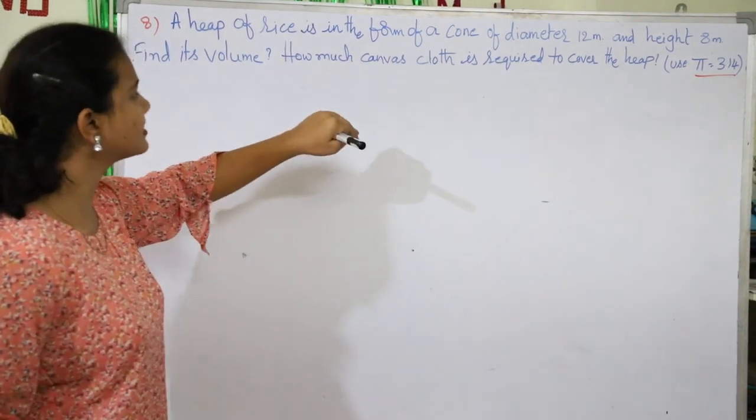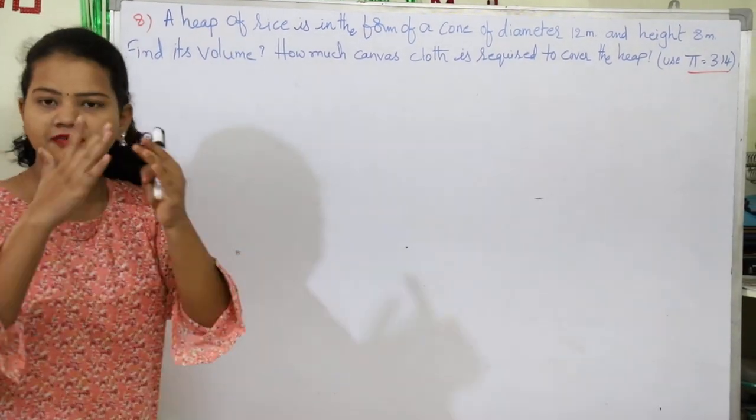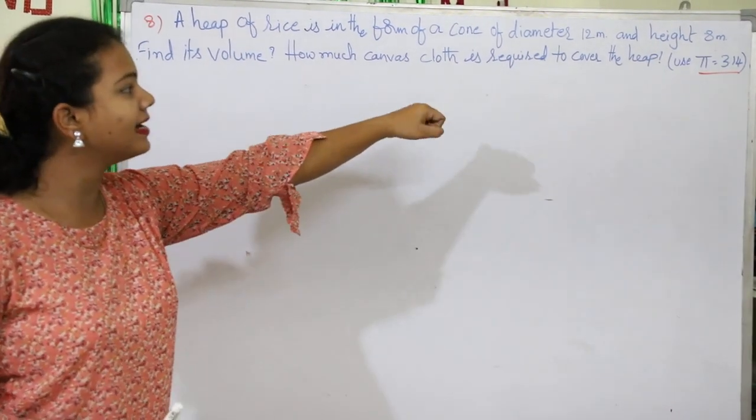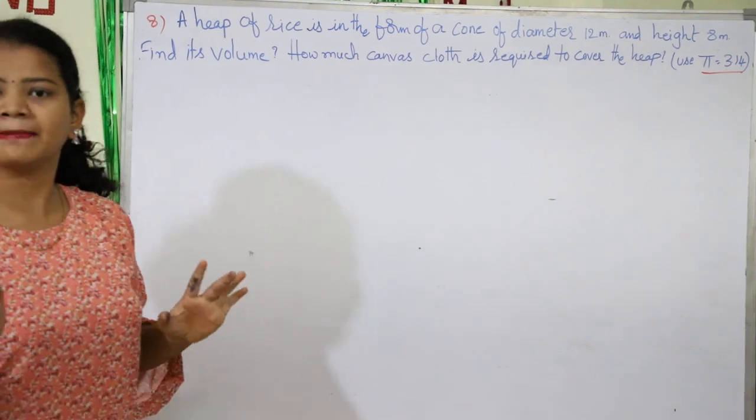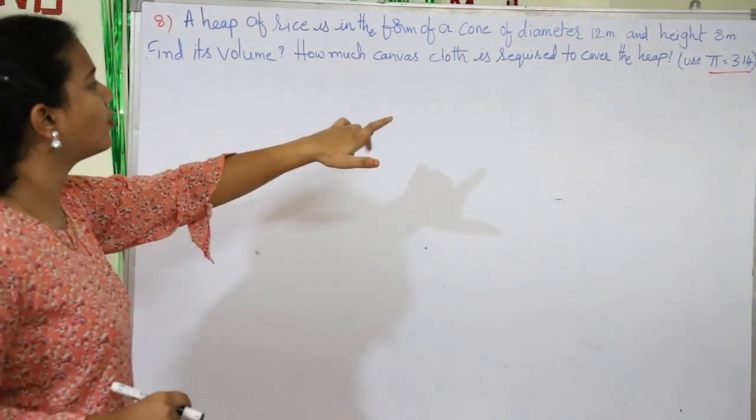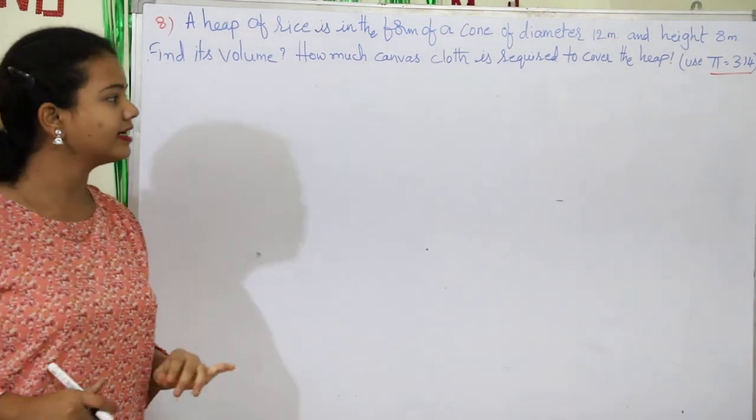You have a heap of rice. So this heap of rice is in the form of cone. Okay. So their diameter is of 12 meters and the height is of 8 meters. Now we must find the volume of this cone by using certain dimensions.